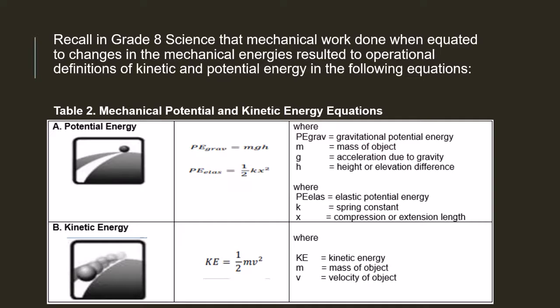Next is kinetic energy. KE equals 1/2 mv squared, where KE is kinetic energy, m is the mass of the object, and v is the velocity of the object.